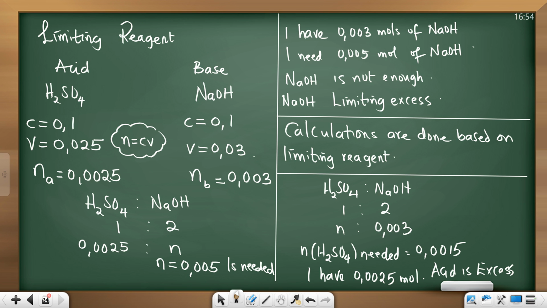And I actually need this now. Please, I want to move to the next step. Once I find out, so if I went through the first one, right? I went through the first part. I now know that my base is limited. I still need to do this. Why? I need the number of moles that is what? Excess. I need 0.0015, but I have 0.0025. What is the number of moles in excess?